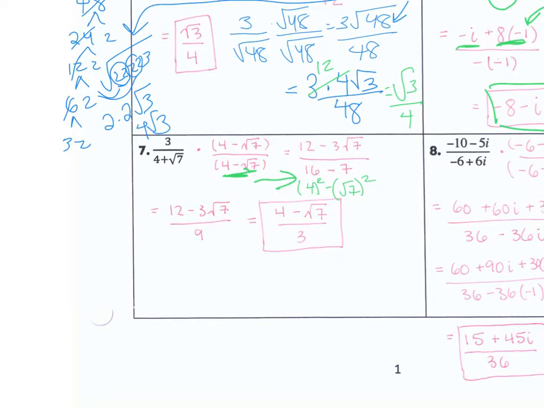For number 7, you have to multiply by the conjugate, so you would do 4 minus root 7 on top and bottom. Remember, for this denominator, you're going to have the first term, which is 4 squared, minus the second term squared. So you end up getting 16 minus 7 under the radical. So 16 minus 7 gets you 9. Then if all 3 terms are divisible by the same amount, which they are, 3, you get 4 minus 1 root 7 over 3. You don't need to write the 1.